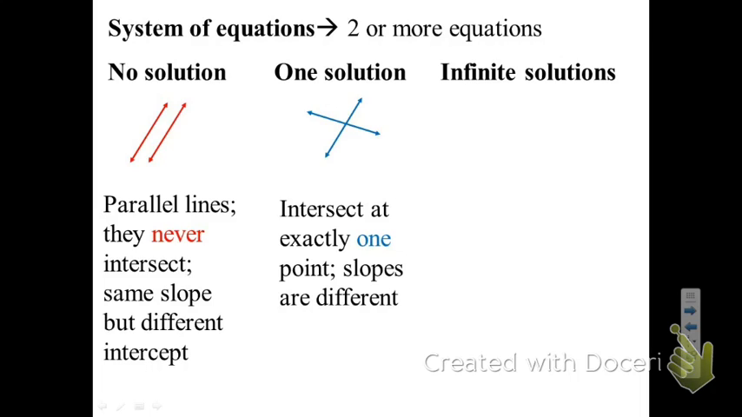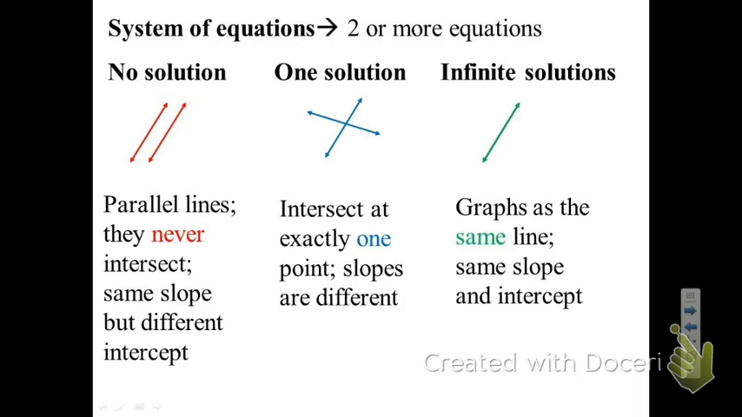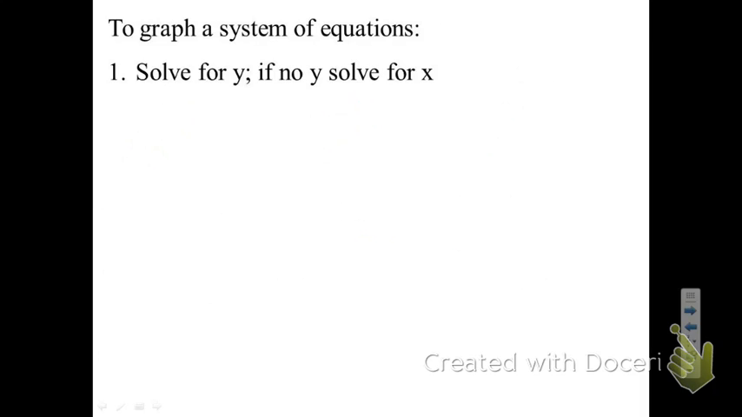both of the lines. An infinite solution is where you will have a line and then another line will be graphed, and it will graph as exactly the same line. This will occur when the two lines have the same slope and intercept.